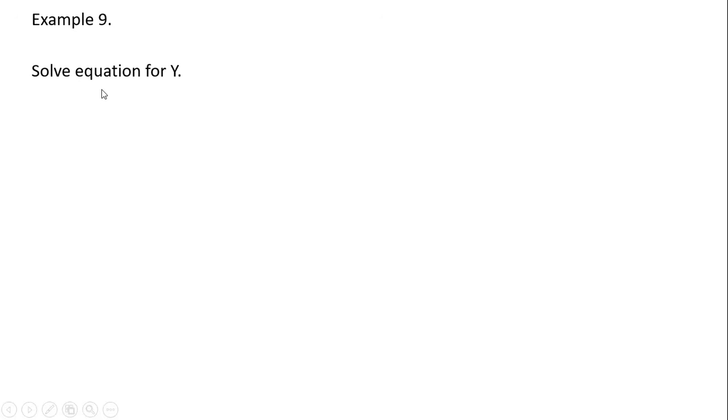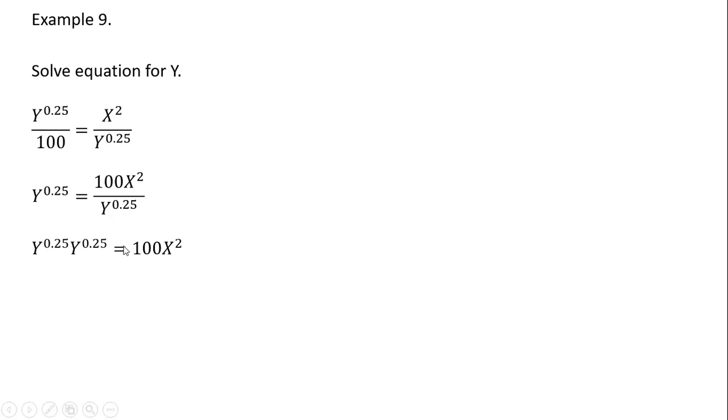Example 9. Again, let's solve this equation for y. Somewhat of a mess here, but we're going to try to isolate the y terms. So the first thing I did is I multiplied both sides through by 100. So 100 times the left-hand side will just leave us with this result, and 100 times the right-hand side leaves us with this result.